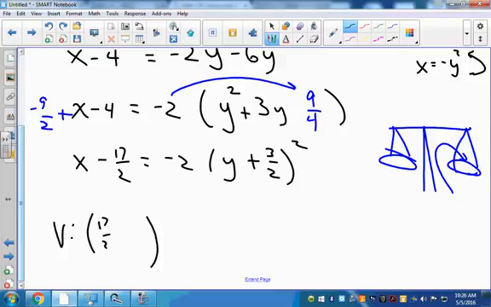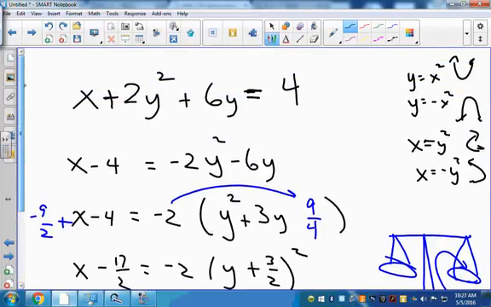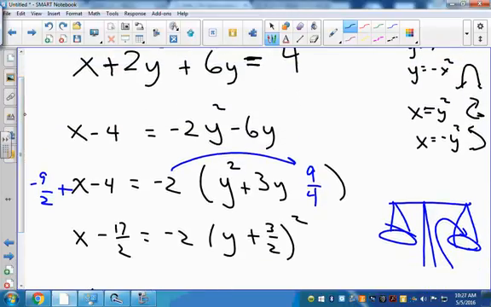17 halves and -3 halves. Good. Okay, so there's the vertex. If I wanted to graph it, I would find that. This is 8.5, and this is -1.5. Find that point. I know my parabola opens which way? Up, down, left, right? I am going left, like this.